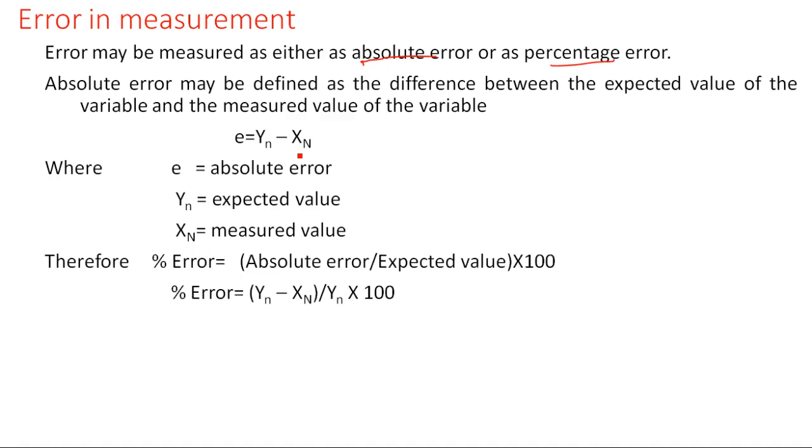Now coming to the percentage error, because error may be expressed either as absolute error or percentage error. Percentage error is equal to absolute error divided by expected value into 100. Absolute error is Yn minus Xn, so percentage error is (Yn minus Xn) divided by Yn into 100. So percentage here refers to 100.